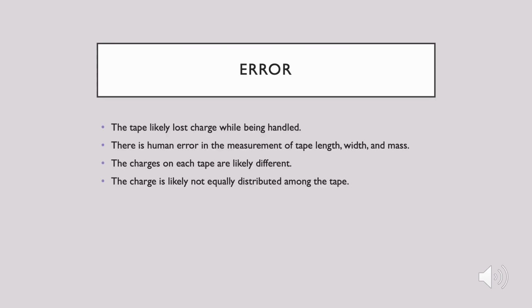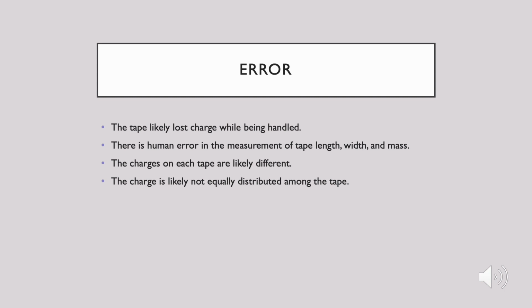On this slide, I have some reasons why error would have occurred during the experiment. The first being that the tape might have lost charge while being handled and coming into contact with charged or neutral objects. The second is that there's human error in the measurement of the tape length, width, and mass. The third one is that the charges on each tape are likely slightly different. And the fourth reason is that the charge is not a point charge, nor is it probably equally distributed among the tape.